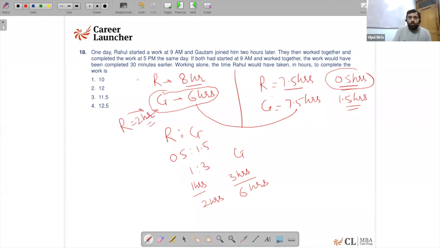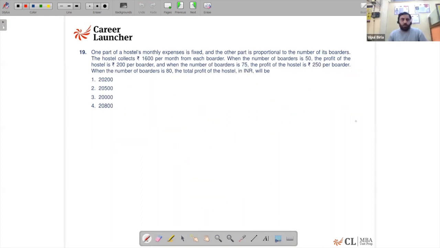So that means Rahul works for 8 hours. Already he has to do the work, and he has to do 2 more hours for the work which is done by Gautam in 6 hours, and therefore the total time taken by Rahul is going to be 8 plus 2, and that is equal to 10 hours, which is my answer to this question. So this can be done using this approach also, and this way we'll be able to save our time.